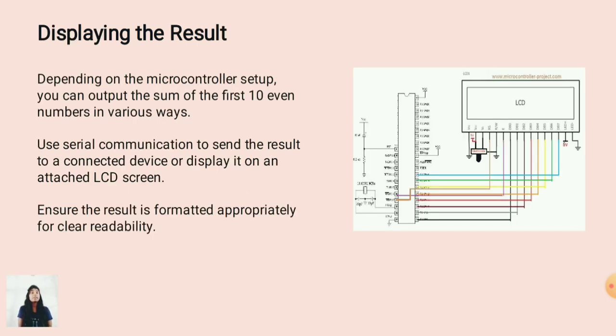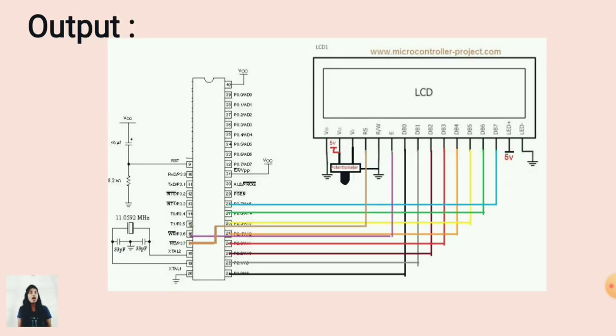Displaying the result. Depending on the microcontroller setup, you can output the sum of the first 10 even numbers in various ways. Use serial communication to send the result to a connected device or display it on an attached LCD screen. Ensure the result is formatted appropriately for clear readability. Here is the output of the program to find the sum of the first 10 even numbers.